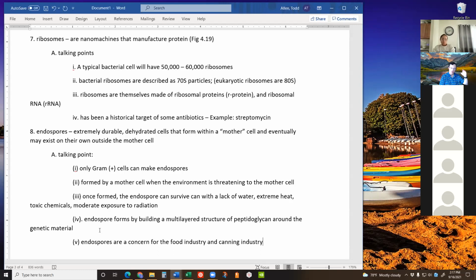Okay, so endospores are a concern for the food and canning industry, as well as for modern medicine. Okay, thoughts, questions?